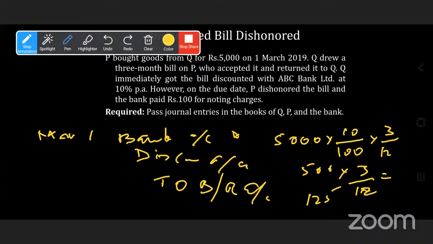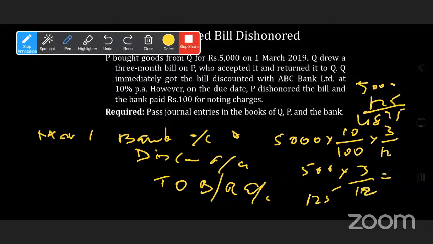Bank account debit, how much do you have to write? 5,000 minus 125 is 4,875. So bank account debit 4,875, discount account debit 125, to bills receivable account 5,000. Is it okay? And next one.